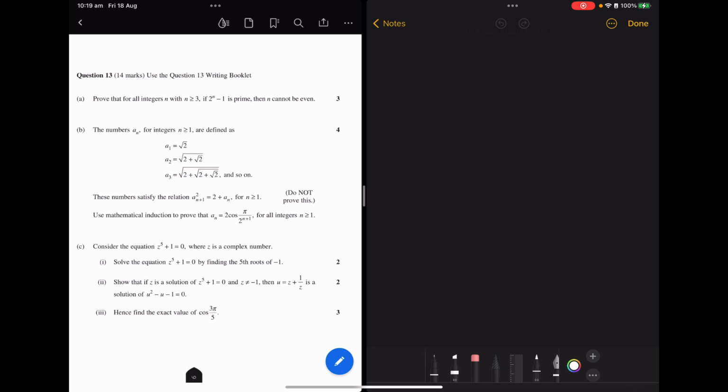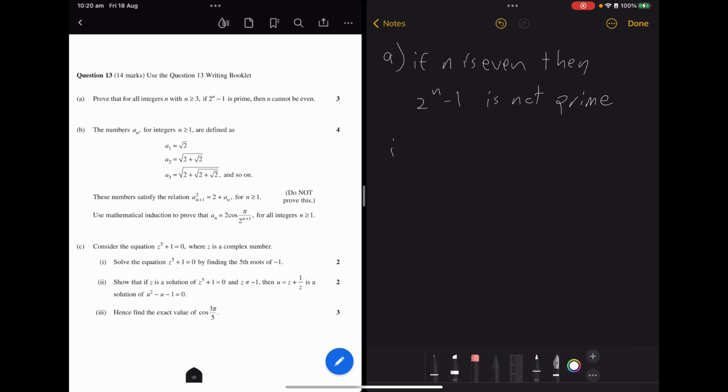If you remember the contrapositive, we flip it around and negate both sides. So therefore, if n is even, then 2 to the n minus 1 is not prime. So this is the contrapositive, and we're going to be proving this.